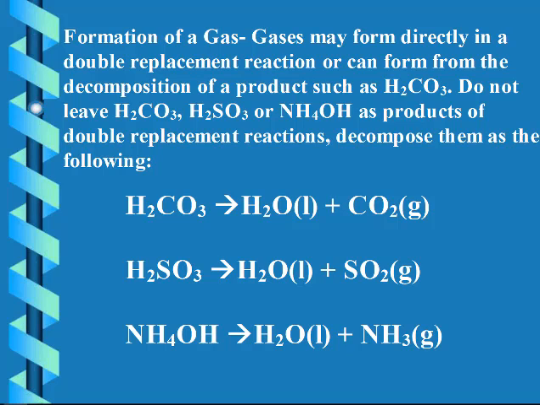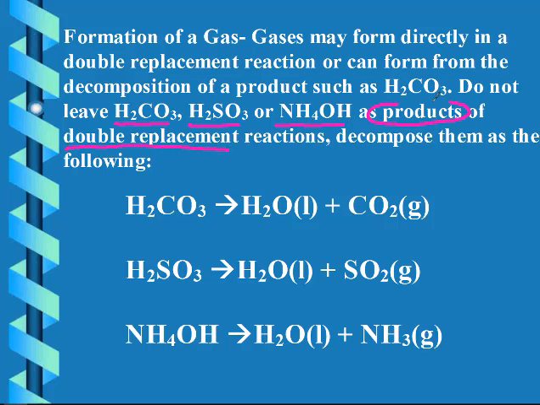When doing double replacement reactions, some products automatically break down again to form a gas. So gases may form directly in a double replacement reaction or can be formed from the decomposition of a product, such as H2CO3. So never leave H2CO3, H2SO3, or NH4OH as products of a double replacement reaction.